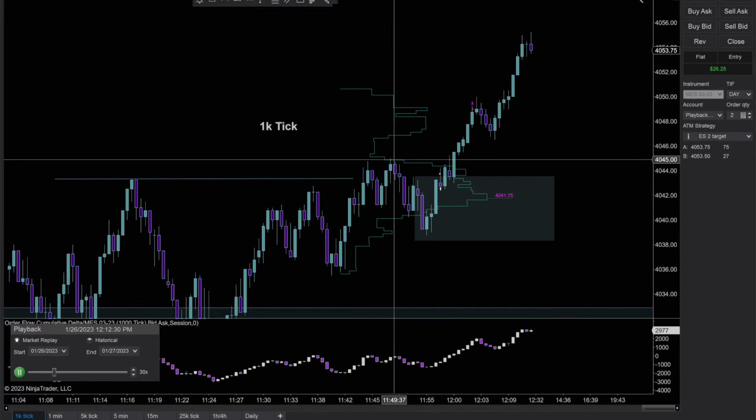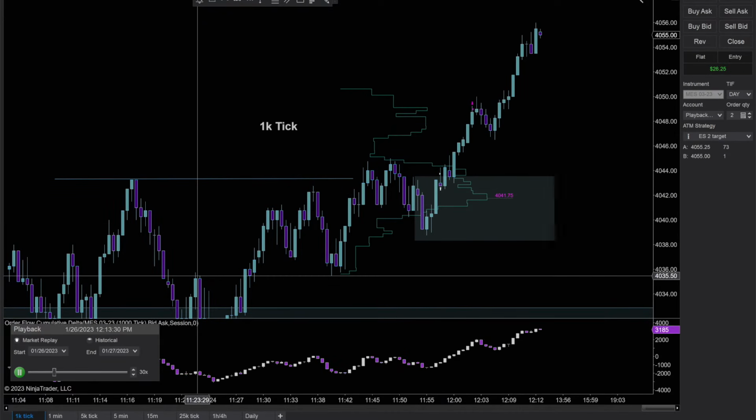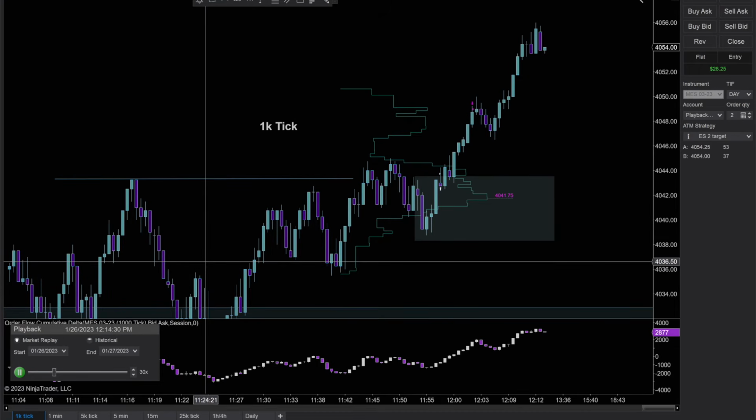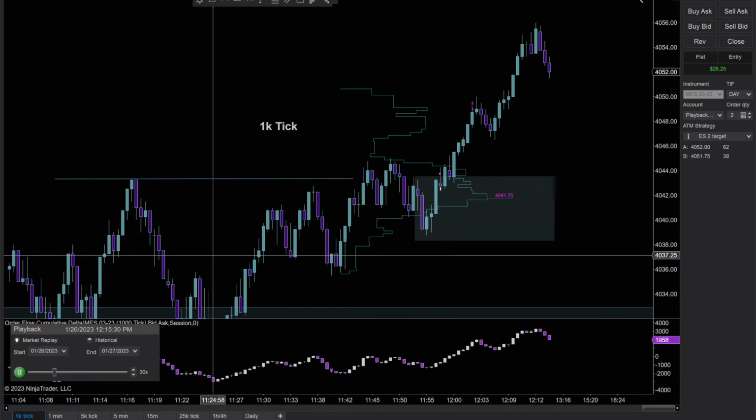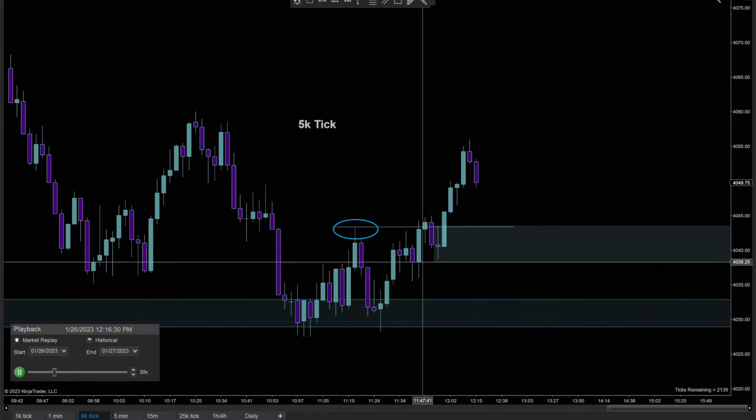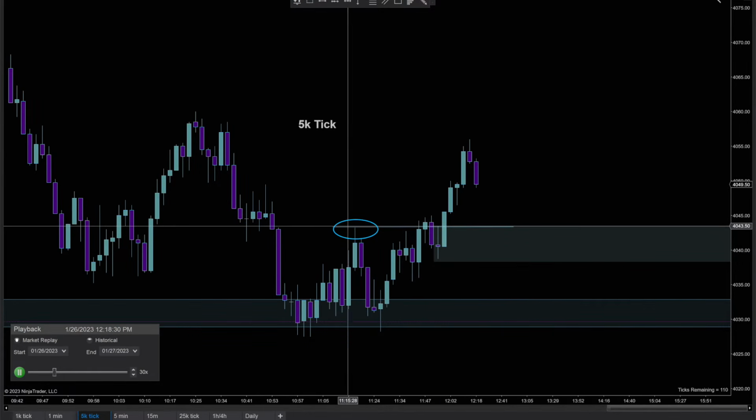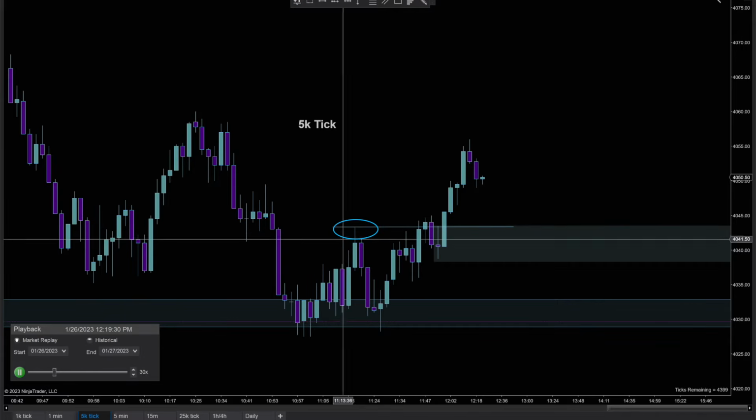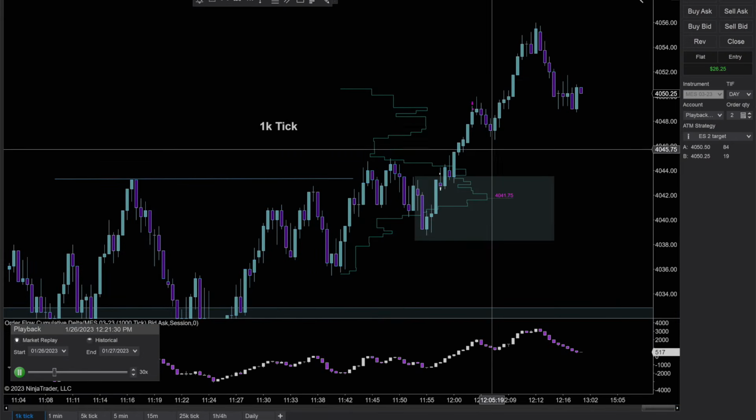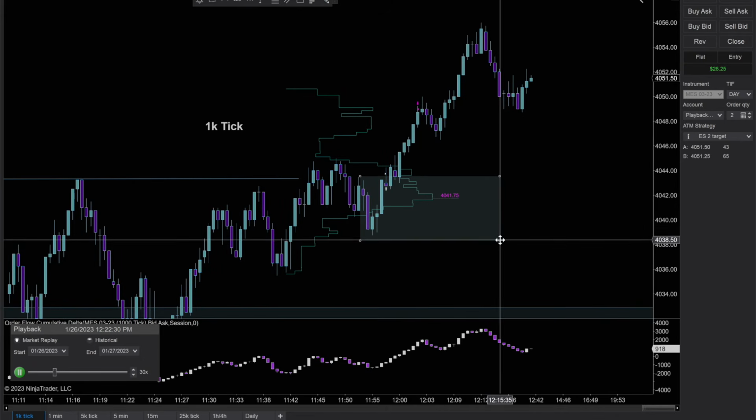But another nice push up. A 5K tick. This is still our demand area. This is still what we're looking for. I love that it lines up with this break of structure here where this oval is. That gives me a lot of confidence. I love the strength of the buying.